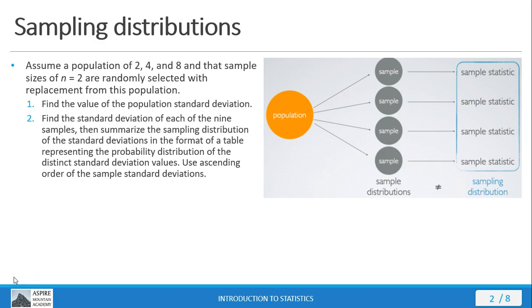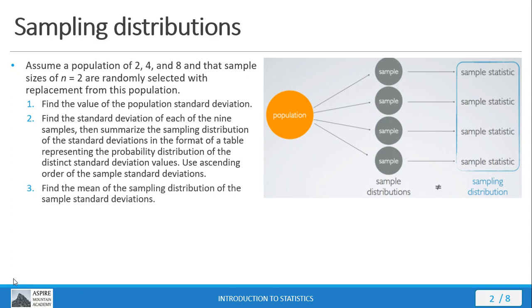Here in this example, I'm showing you how to do this with standard deviation, but keep in mind that the procedure is pretty much the same whether you're asked to find a sampling distribution for means, variance, median, whatever it may be. The only difference is when you calculate this individual sample statistic for your individual samples, you're going to have to use whichever sample statistic is specified in your problem. Other than that, the procedure is pretty much the same.